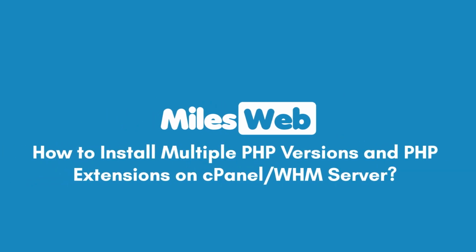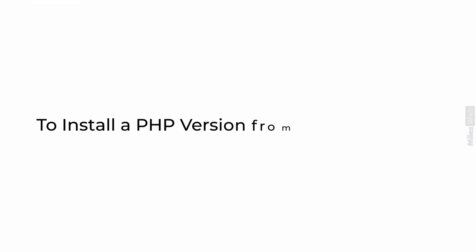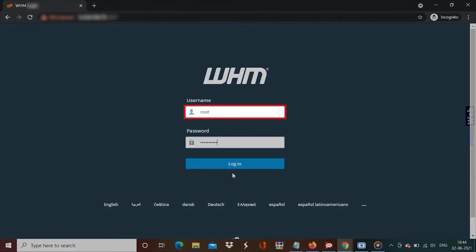How to install multiple PHP versions and PHP extensions on cPanel WHM server. To install a PHP version from the WHM panel, login to WHM with root access.